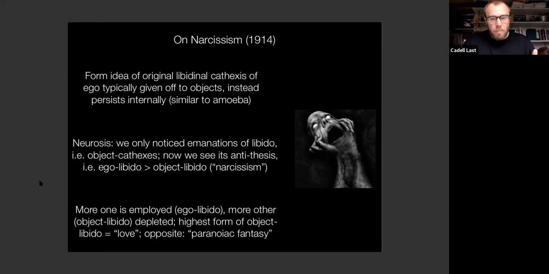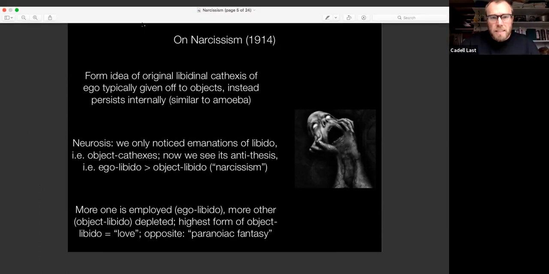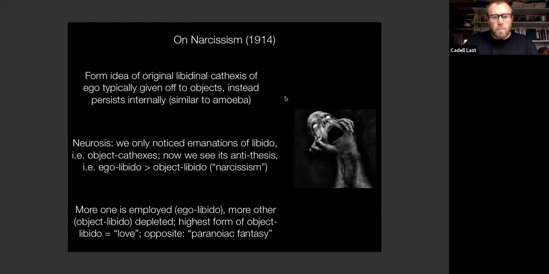So basically, if the object libido is what normal society considers love, the opposite is this narcissistic fantasy or paranoiac fantasy. One can say here that the narcissist struggles to love or cannot love. Someone who's extremely narcissistic cannot love. They love themselves, so they cannot love the other. And Freud here is not moralizing. He's not saying one is better or worse than the other.